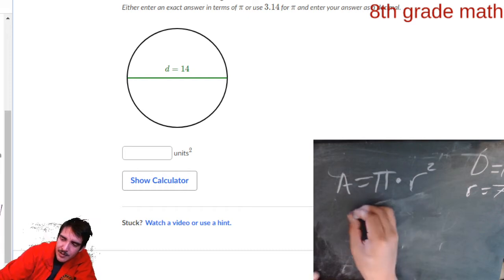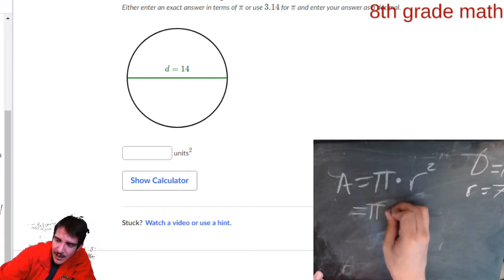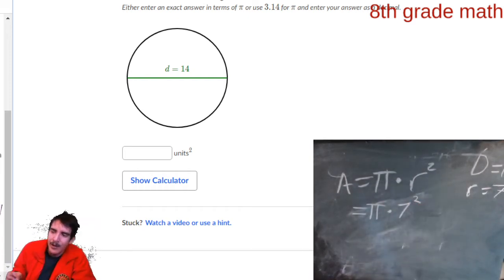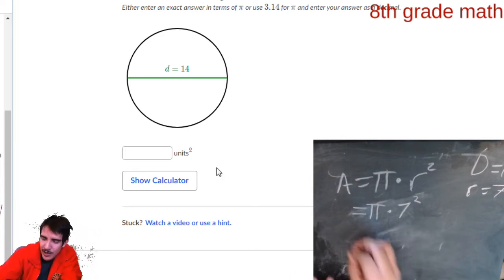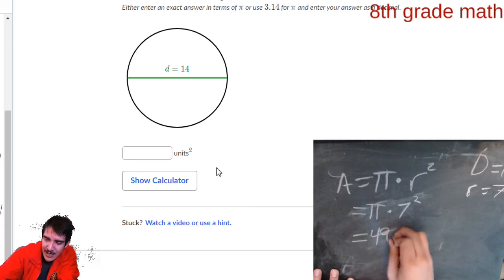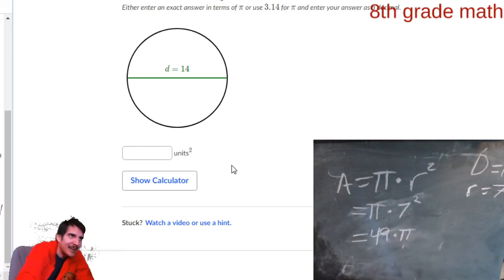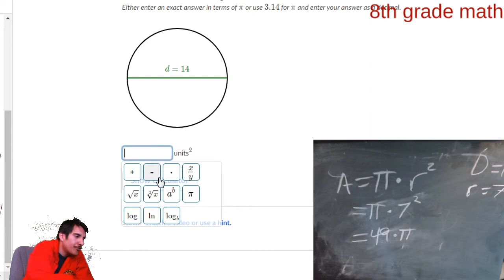So let's do this calculation. Pi times 7 to the second power. 7 to the second power is 49. So we are going to be left with 49 times pi. 49 pi. 49 times pi.